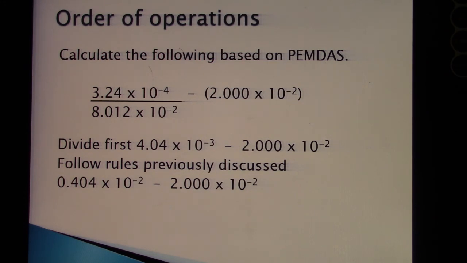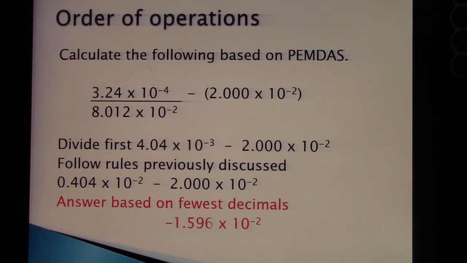And then we want to make sure we round it off properly. This number is bigger than that number, so I would want to maybe move that one over 1. This has 3 decimals, that has 3 decimals. Based on the fewest decimals, the answer would be negative 1.596 times 10 to the negative 2.